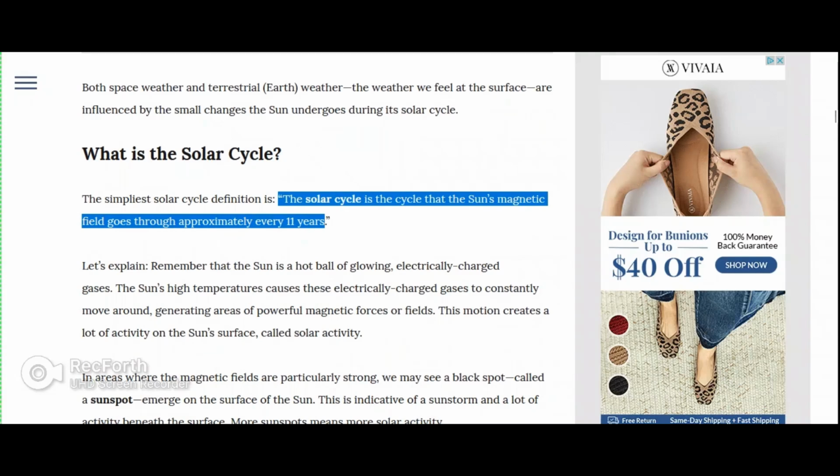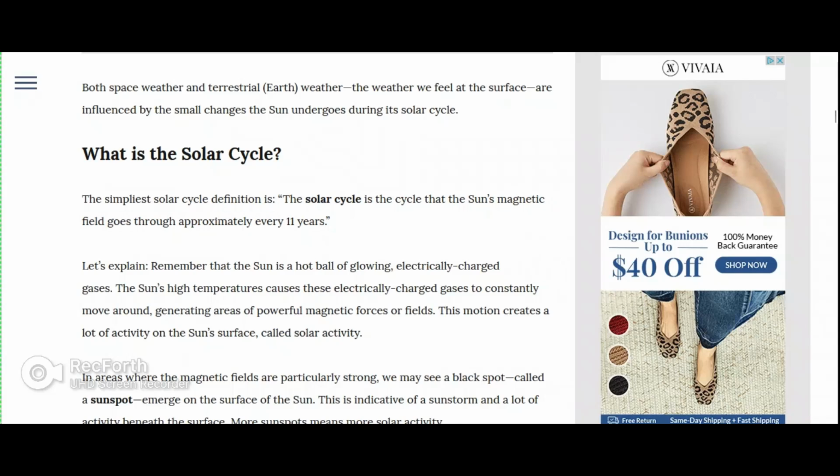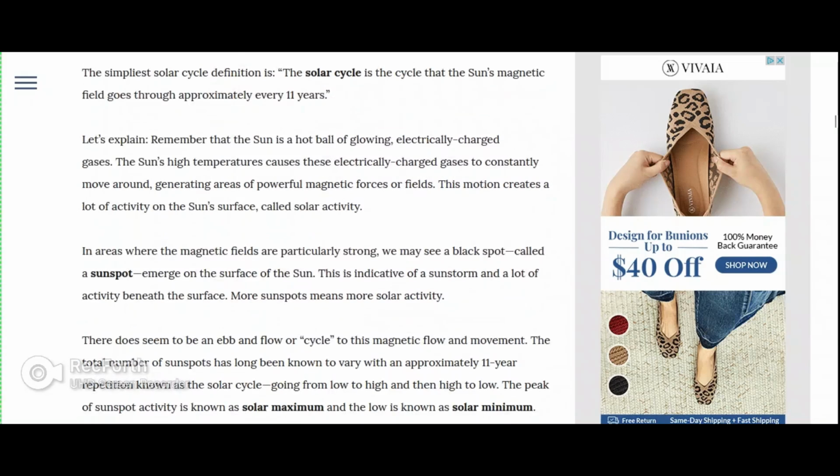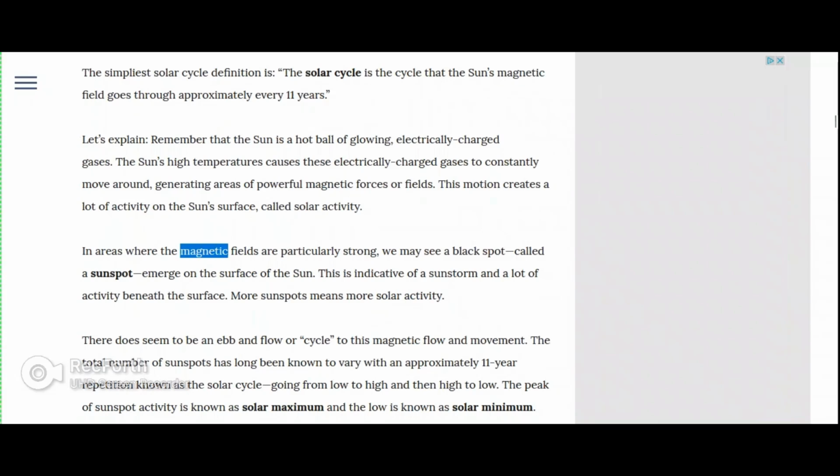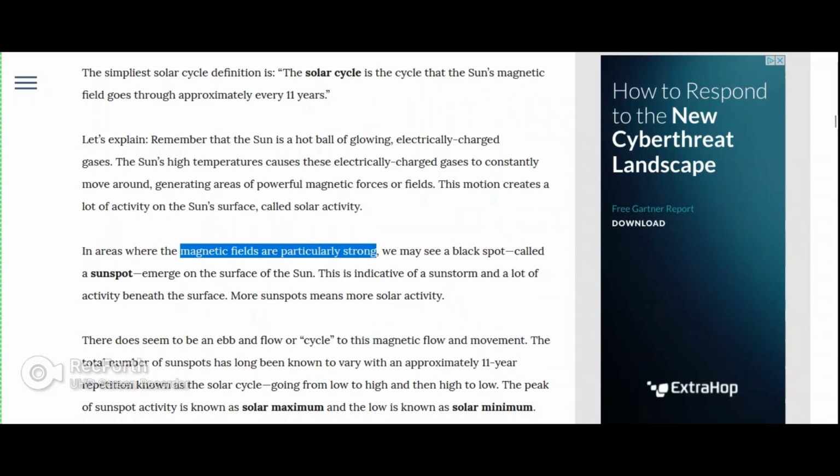So what is a solar cycle? We'll start off with that today. Basically, a solar cycle is the cycle of the sun's magnetic field that goes through approximately every 11 years. And as you know from 6th grade science or any science, the sun is a glowing ball of electrically charged gases. Hard word to speak.